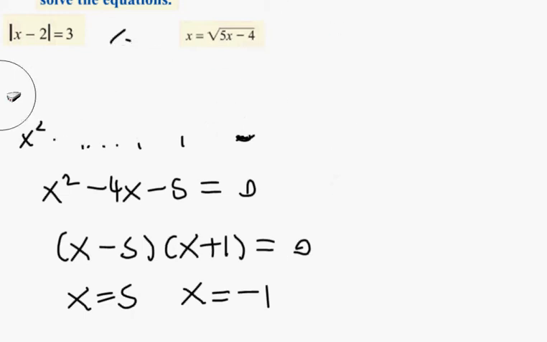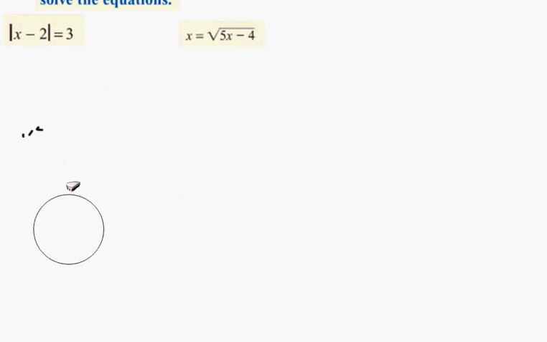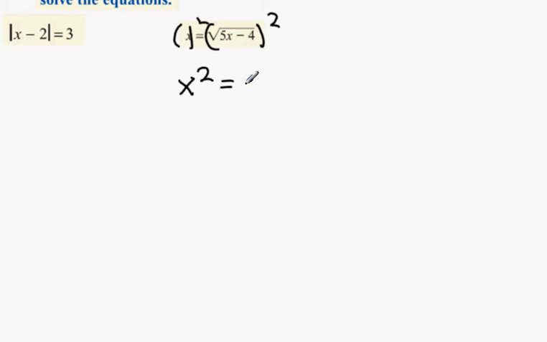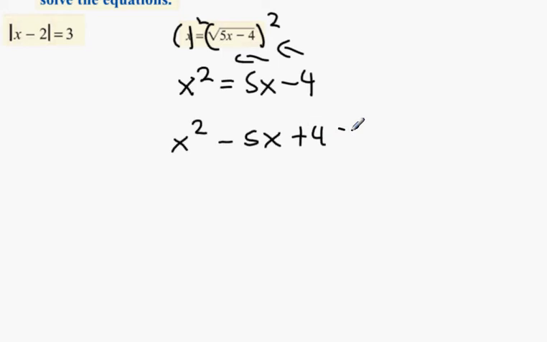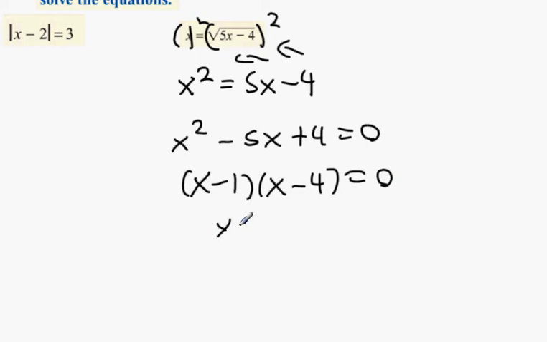Next one. The next one is square both sides again. We're going to get x squared equals, square the other side, and what we get is 5x minus 4. Bring the 5x minus 4 over the other side. We're going to get x squared minus 5x plus 4 equals 0. Then we're going to get (x minus 1)(x minus 4) equals 0. x equals 1, x equals 4. Okay, majority of people got that as well.